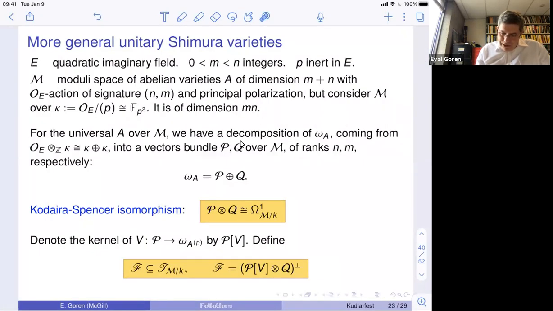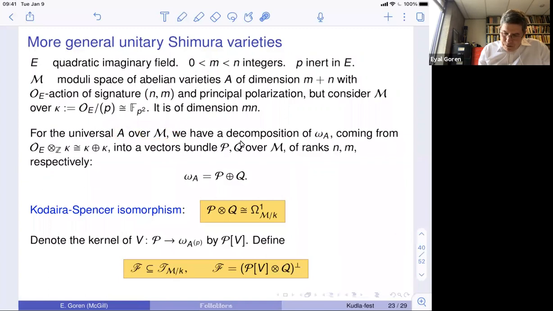Okay, so let me see what I can reasonably say in the remaining 3 minutes about the general case. So there is a theory for the general case for the unitary Shimura varieties of signature (m,n) that appeared in this conference already several times. So we take signature where m is less than n, because if they're equal, we don't get a foliation. Okay, so m is less than n, they're associated to a quadratic imaginary field. There's a universal abelian variety living over this moduli problem that lives over OE.